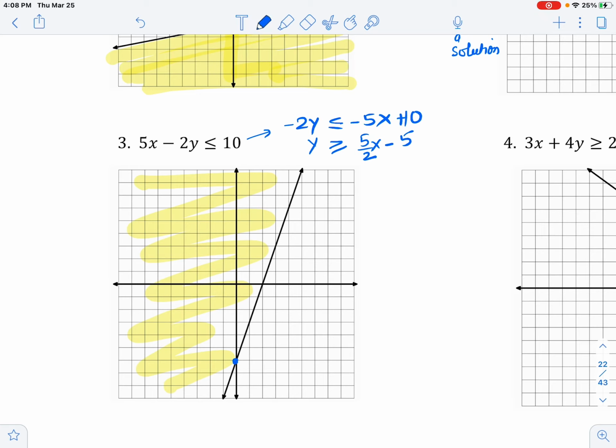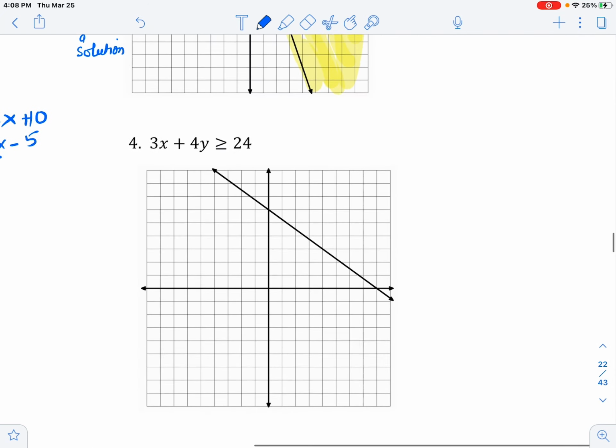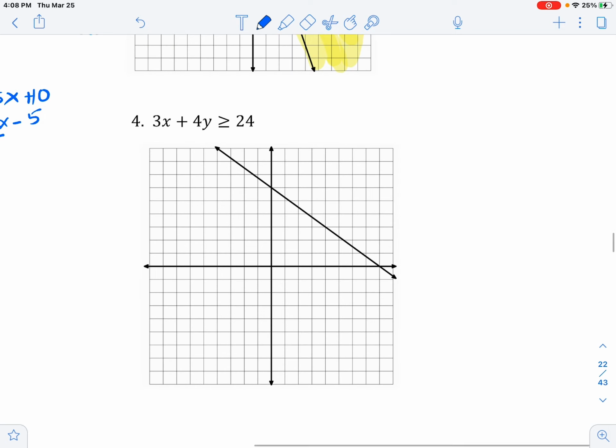I can show you. If you plug in 0, 0, that's 5 times 0 minus 2 times 0 less than or equal to 10. 0 is less than or equal to 10. Is that true? Yes, that's true. It means wherever 0, 0 is, that half plane is the solution area. That's why you shade here. Same way you can do the next one. Let's do it without the quick trick.